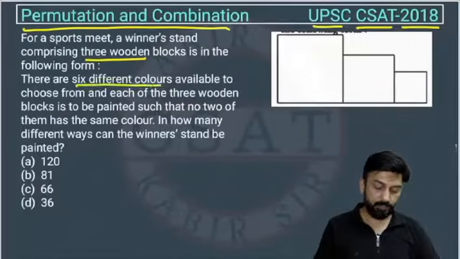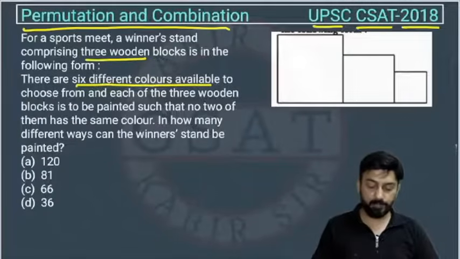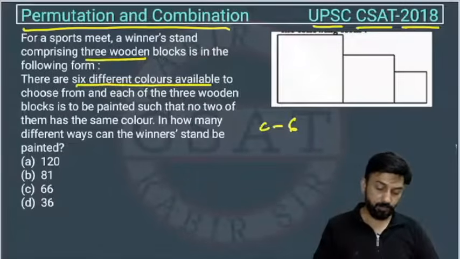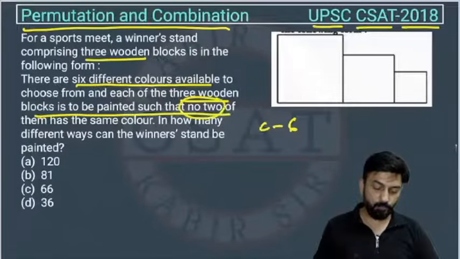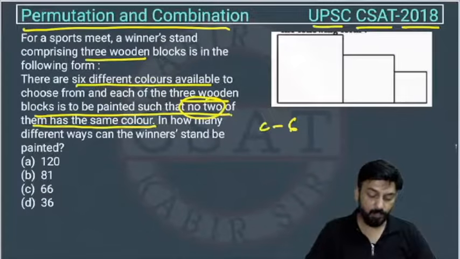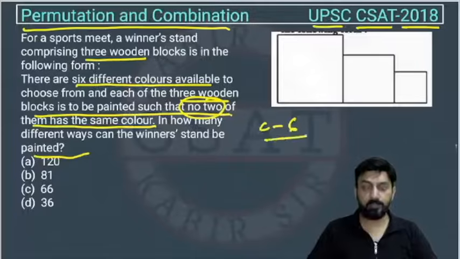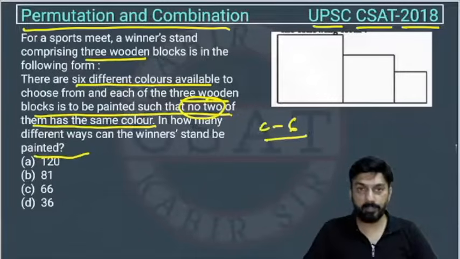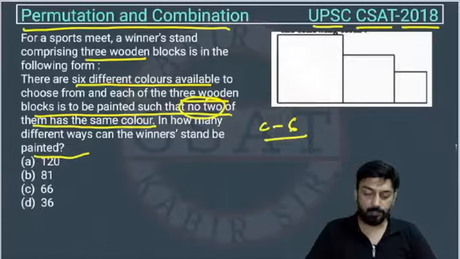There are 6 different colors available. So how many colors are we having? 6 colors, to choose from, and each of the 3 wooden blocks is to be painted such that no 2 of them have the same color. In how many different ways can the winner stand be painted? So we have 6 colors and we have to paint it in such a way that each block has a different color.